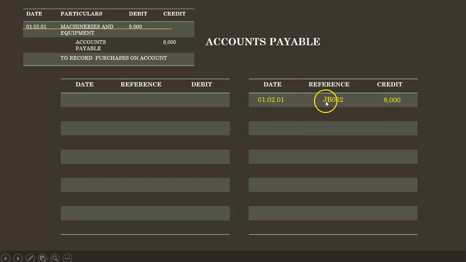Okay, reference: journal book number 2. Journal book entry, 8,000. It is on the credit side, because in our journal book it is a credit to accounts payable. 8,000. Next. Cross out our accounts payable because we are done with this transaction. Next. Let us check what's next.